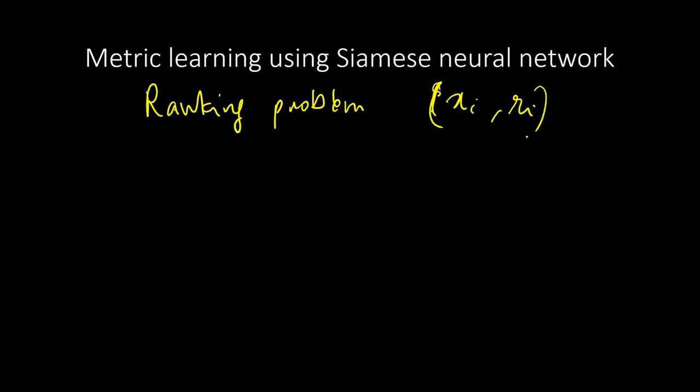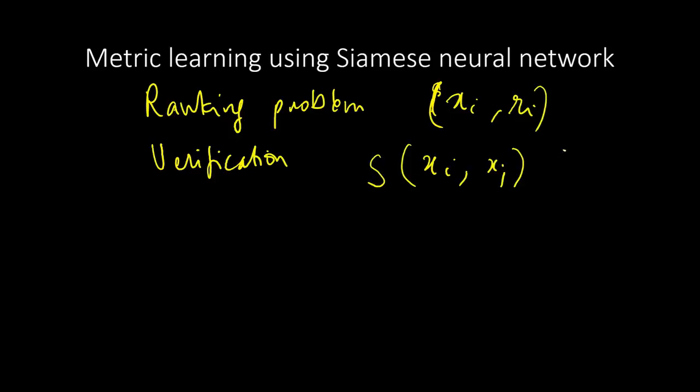The other problem could be a verification problem. You have xi and xj, and we want to tell whether they are similar or dissimilar. That means we only look at pair-wise combinations, and the label is either 0 or 1. 0 means they are not similar and 1 means they are similar.